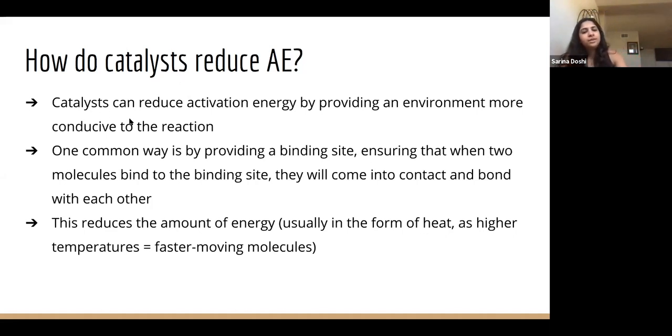Okay, so ultimately this reduces the amount of energy needed. Usually it'll reduce the amount of energy by changing the temperature. So the energy would be needed in the form of heat, because higher temperatures result in faster moving molecules, so there's a higher chance of collision. This is actually a lot of collision theory that you learn in AP chemistry. So usually an enzyme will reduce the amount of energy needed in the form of heat. So if you had a really cold environment, but you had enzymes, then a reaction would still be possible.